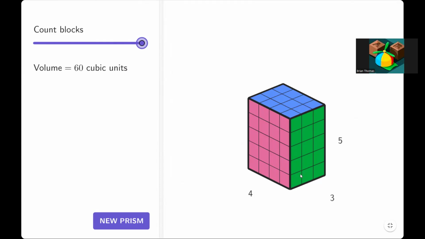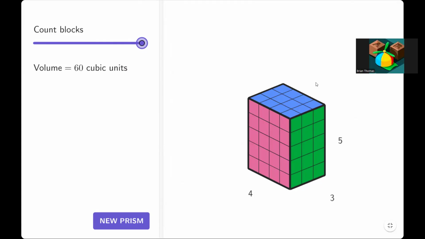Notice that the 4 by 3 would determine how many cubes are on the bottom. And since it's going to be 5 cubes high, if you multiply those dimensions together, 4 times 3 would be 12, 12 times 5 is actually 60. So we're starting to see that if I want to determine how many cubes are inside this, if I multiply the length times the width times the height, that'll determine the volume of the shape.